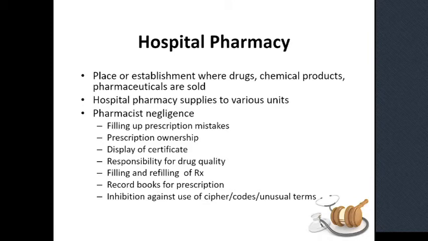Another ancillary service is the hospital pharmacy. This is a place where drugs, medicines, chemical products, and pharmaceuticals are sold, and the hospital pharmacy will supply the various units of the hospital. However, negligence can also happen. For instance, there could be mistakes in prescription, or in filling prescriptions. There could be problems with interpretation of what's written on the prescription. This can also constitute negligence.